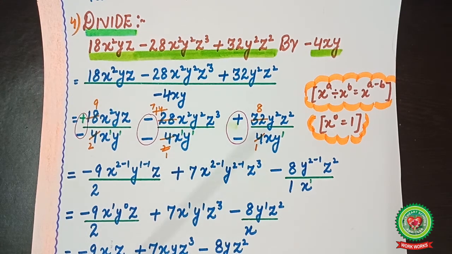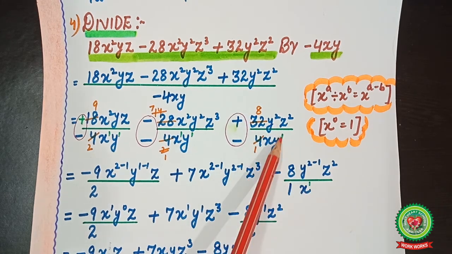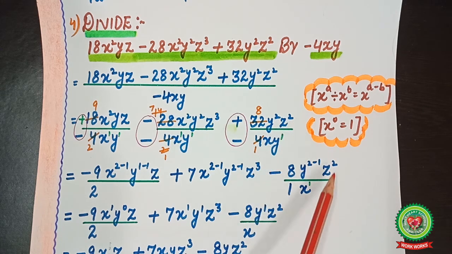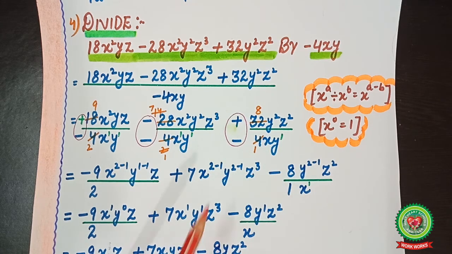Right? Now here again unlike signs. Unlike signs means sign of minus. 4 1s are 4, 4 8s are 32. So you will write here 8 upon 1. Y raised to power 2, y raised to power 1. So you will write here y raised to power 2 minus 1. Next is z raised to power 2. So you will write here z raised to power 2, and x as it is because we don't have x variable in the numerator. So you will write x as it is.